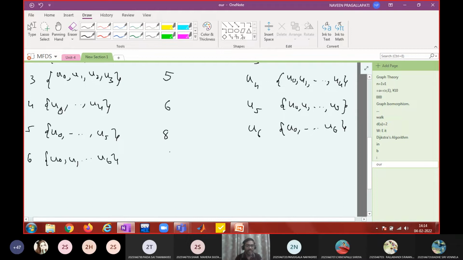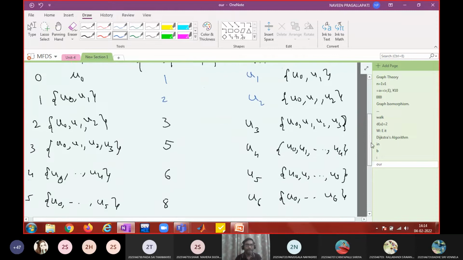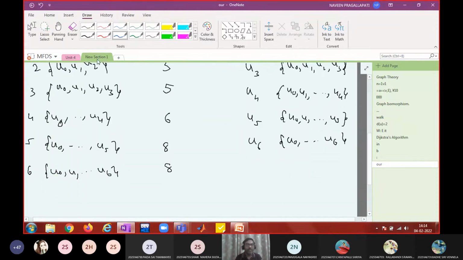U6. And the next state is also this one. So what is the name of that node? Now I'm going to call this U7. Am I right? So that is U7. So U0 to U7.